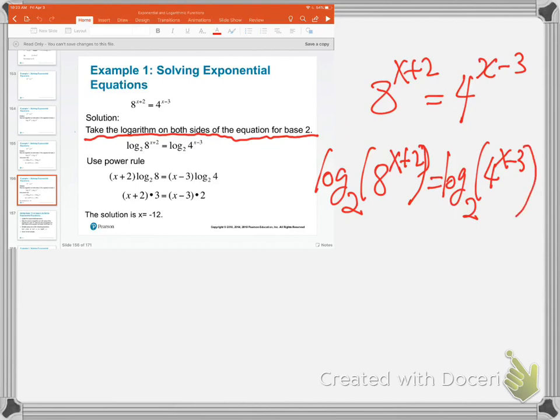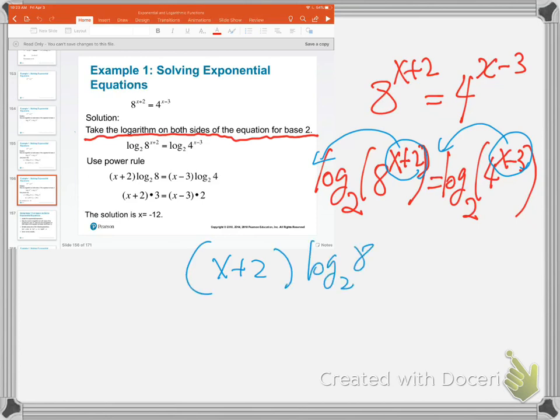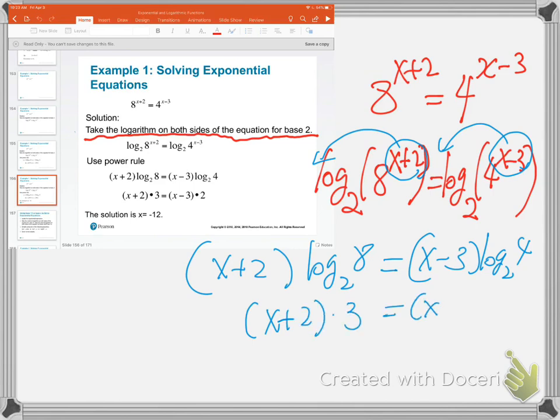We get a new equation of log, and then we use the power property. Power rule, move this to the front, move this part to the front. Then we got x plus 2 times log 2 of 8 is x minus 3 times log 2 of 4. So x plus 2 times 3 is x minus 3 times 2. And then distribution rule again, 3x plus 6 is 2x minus 6. So move terms of this linear equation, we got x is negative 12.